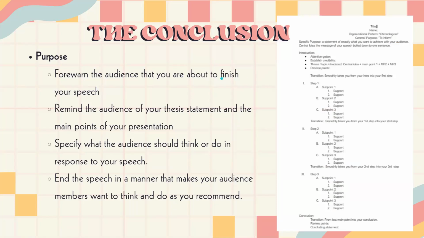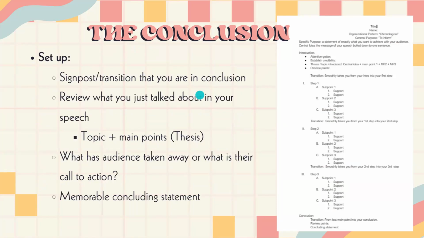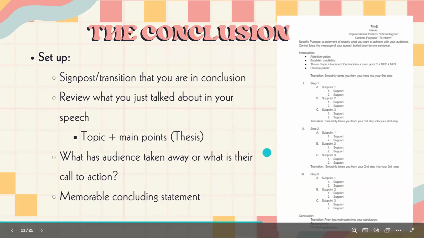Okay, next is the conclusion, right? The purpose of your conclusion is to forewarn the audience that you're about to finish your speech. It reminds the audience of your thesis statement and the main points of your presentation. It specifies what the audience should think or do in response to your speech. And then it ends the speech in a manner that makes your audience members want to think and do as you recommend. So those are just fancy ways of saying this is what I want in my conclusion, right?